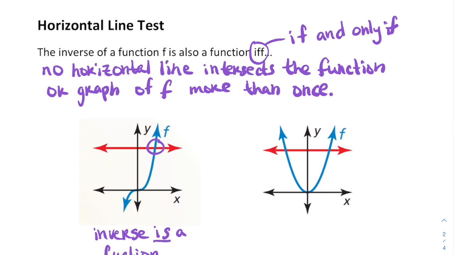If it does not pass the horizontal line test, as you can see here, we crossed twice, then the inverse is not a function.